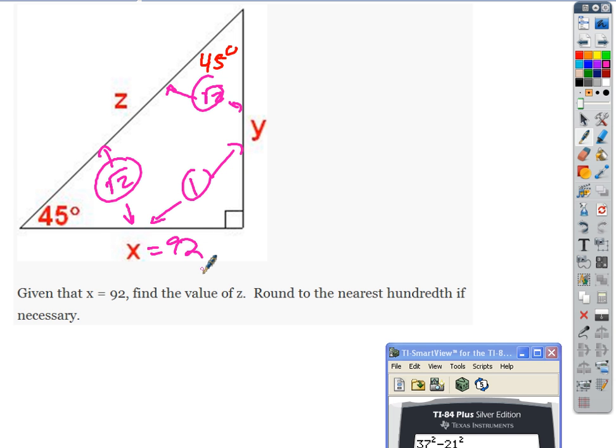What about z? How would I get z? Good. I'm going to multiply because I'm going from small to big, right? A shorter side to a longer side. So I multiply by the magic number, square root of 2. Throw up my calculator. Done.